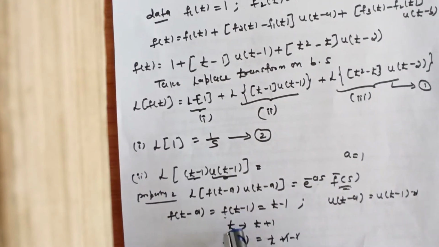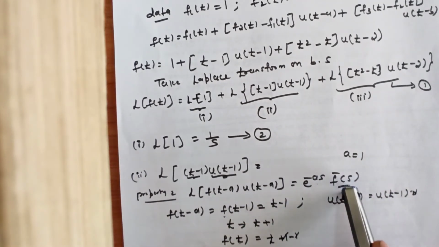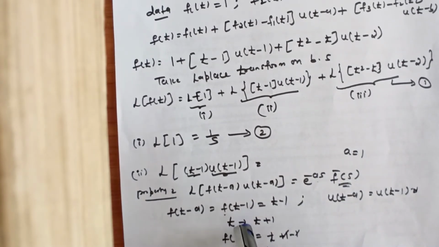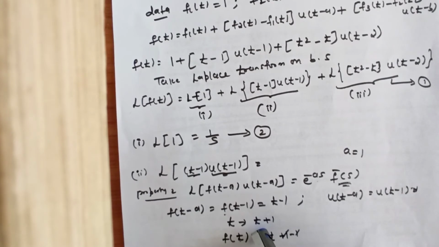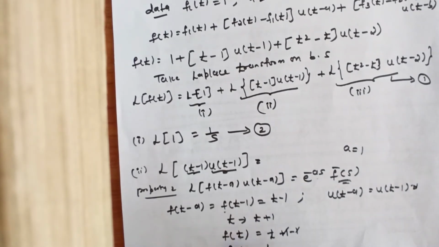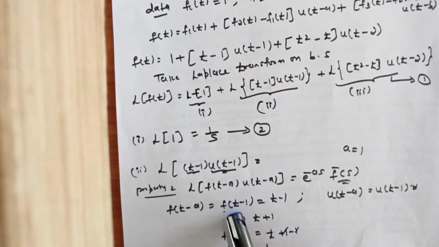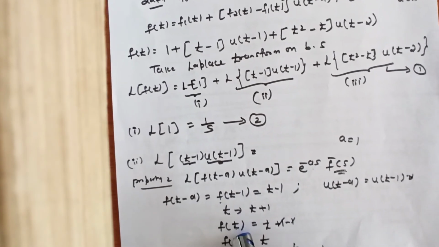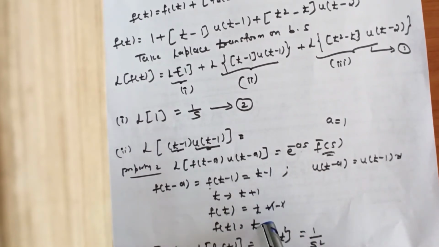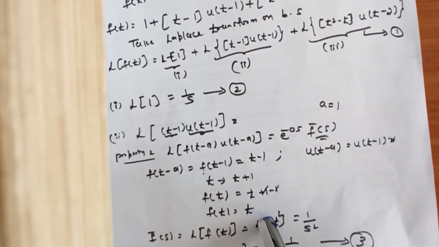Okay. So now to apply this property, we should know what is our f bar of s. So for that you need to find your f of t first. So for that let us use the given data, that is f of (t minus 1) as t minus 1. In this equation let us replace t by t plus 1. So here if I replace t by t plus 1, the plus 1 and minus 1 will get cancelled and you will be left out with t. So therefore f of t is equals to t.